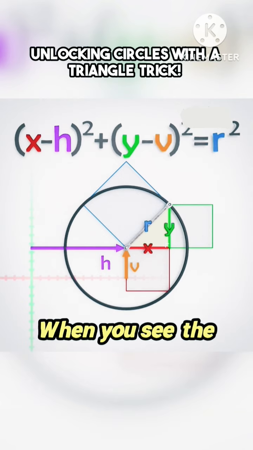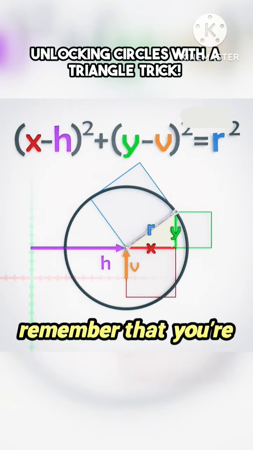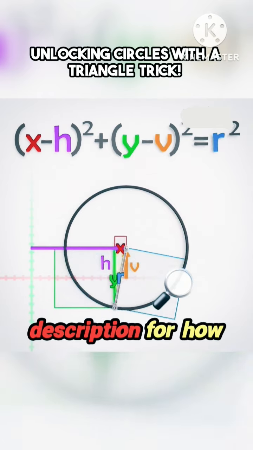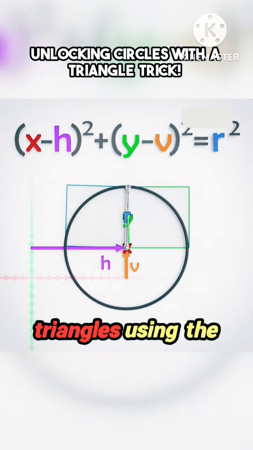balance. When you see the formula for how to graph out a circle, remember that you're actually looking at a description for how to trace out a line with triangles using the Pythagorean theorem.